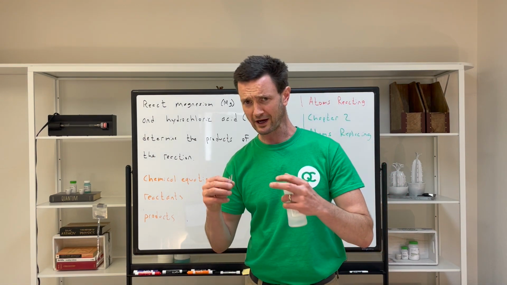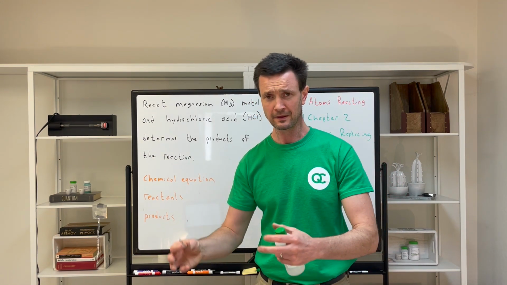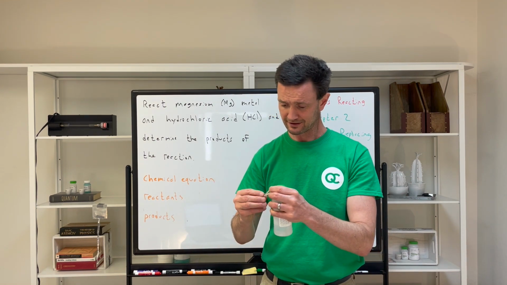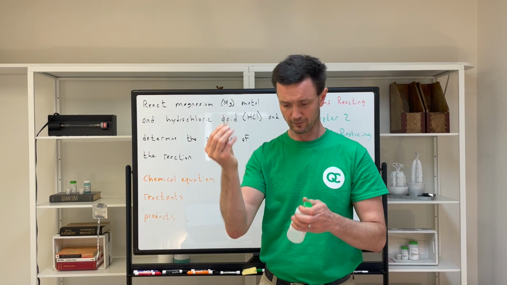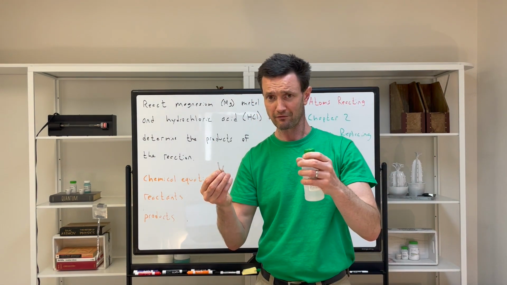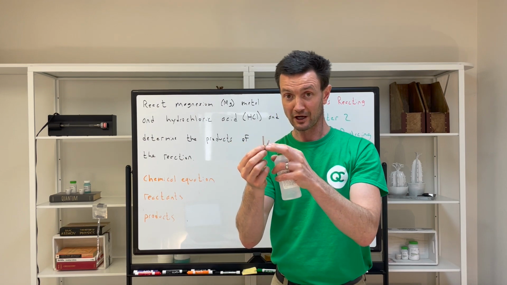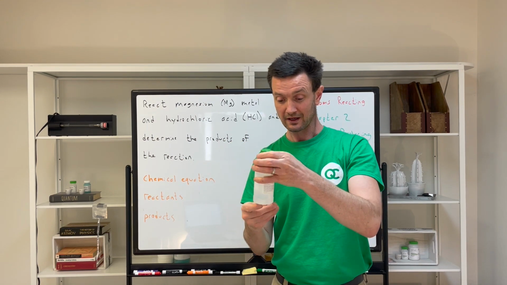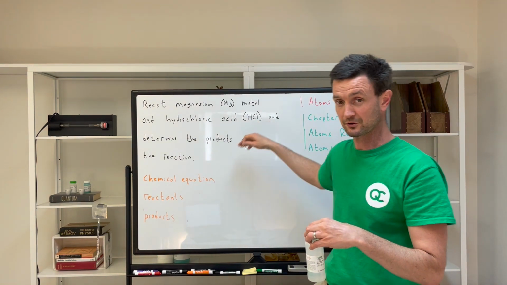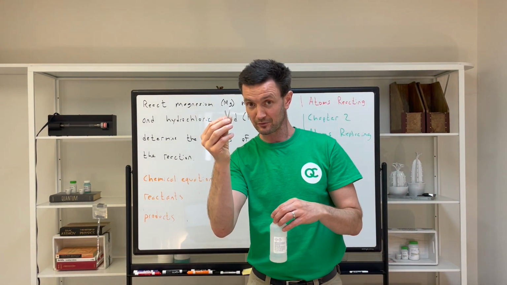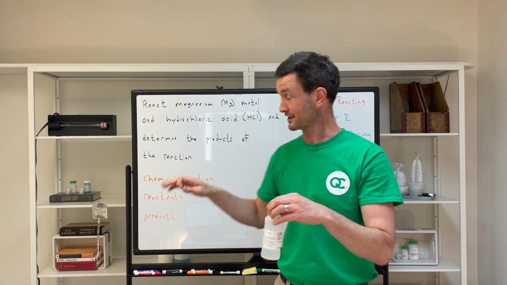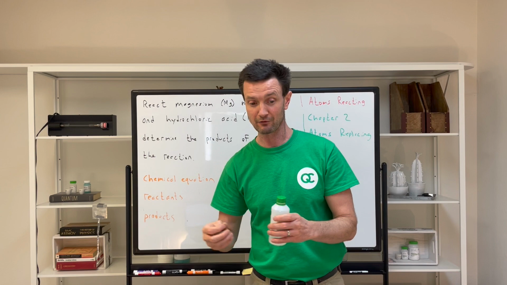So if I'm tracking things correctly based on our conclusions from chapter 1, if I react this piece of magnesium metal with this solution of hydrochloric acid, both of which are made up of atoms, magnesium metal is made up of magnesium atoms, and the hydrochloric acid solution is made up of hydrogen and chlorine atoms, then the number of magnesium atoms will be the same before and after, the number of hydrogen atoms will be the same before and after, and the number of chlorine atoms will be the same before and after.